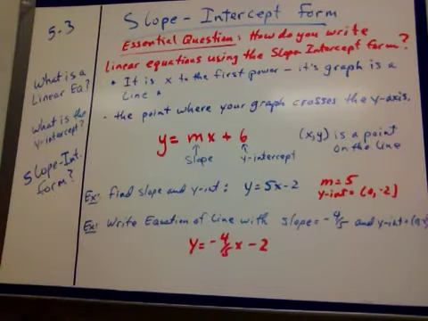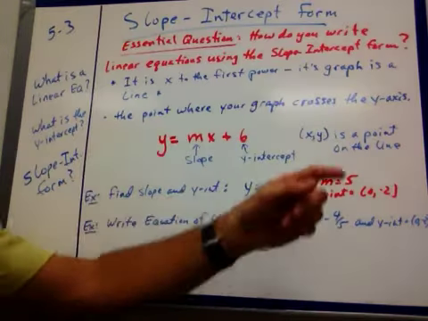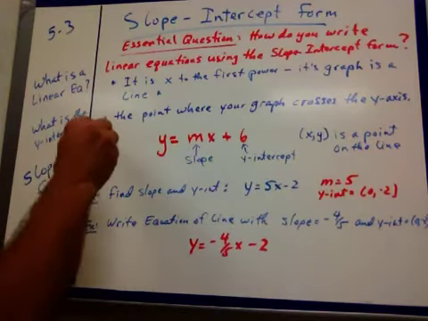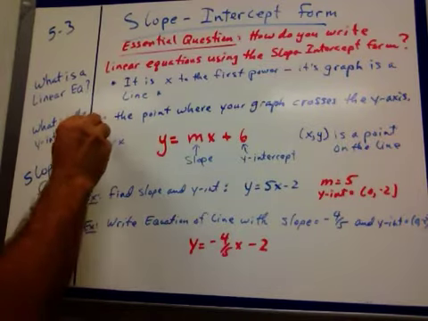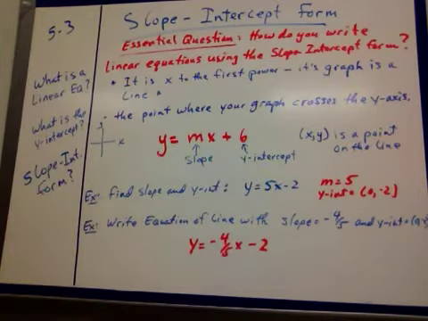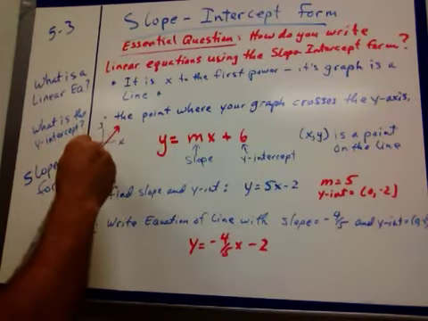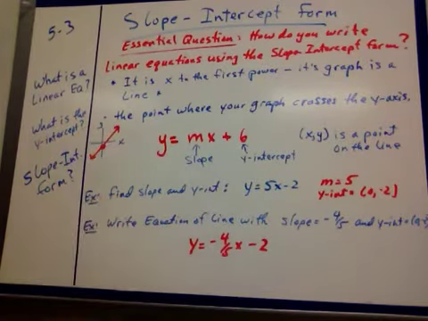What is the y-intercept? The point where your graph crosses the y-axis. So if I had a graph here like this, and this is x and this is y, and we draw a line in here, that point right there where we cross the y-axis, that's our y-intercept. Okay?